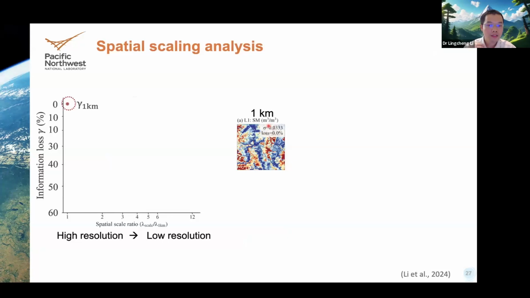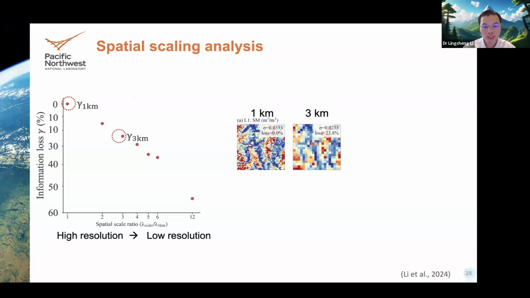For the spatial scaling analysis, we picked a 0.5 degree subregion box, and we calculate the standard deviation of the 1 kilometer soil moisture simulations. Then we upscale this 1 kilometer simulation to 3 kilometers, and we recalculate the standard deviation of these subregions, and we calculate the relative difference of the standard deviation at 3 kilometers compared to 1 kilometer, which means the spatial variability changes during these upscales. We can expect that the standard deviation will decrease. By quantifying the decrease of the spatial variability, we quantify it as the information loss.